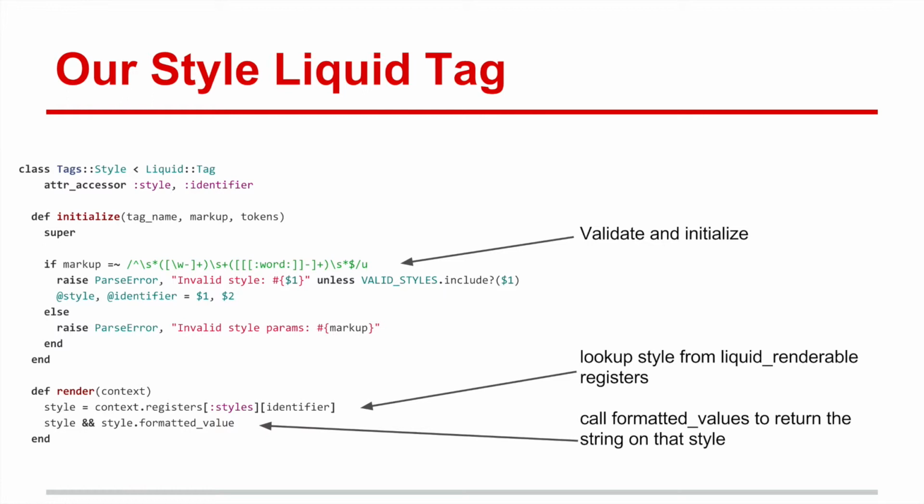So after we have the style object, we make sure that it exists, and then we call formatted value on it. And the formatted value method is an implementation detail for the style model. We won't get into that right now. Just know that the render method should always return a string.